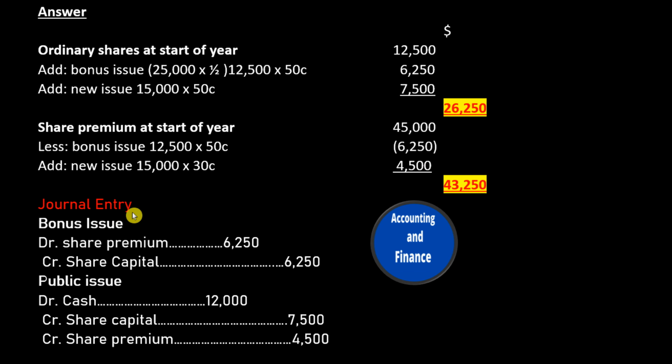$43,250. Journal entry. Bonus issue. Debit share premium, $6,250. Credit share capital, $6,250.